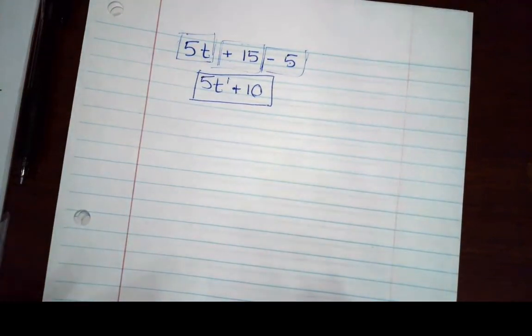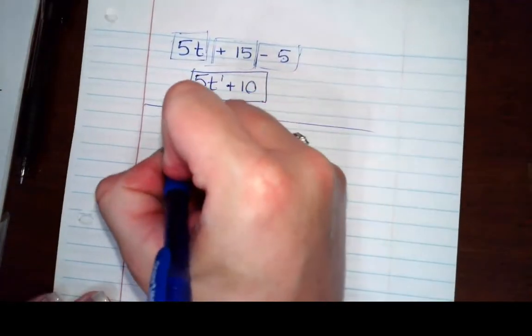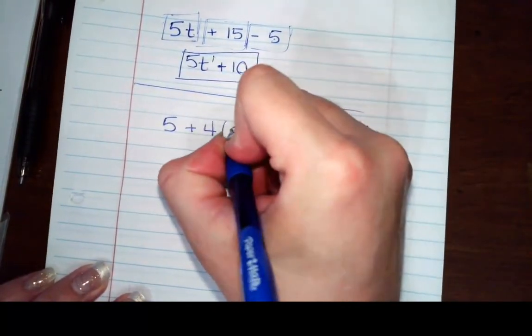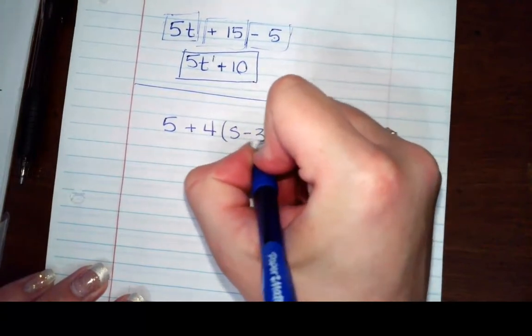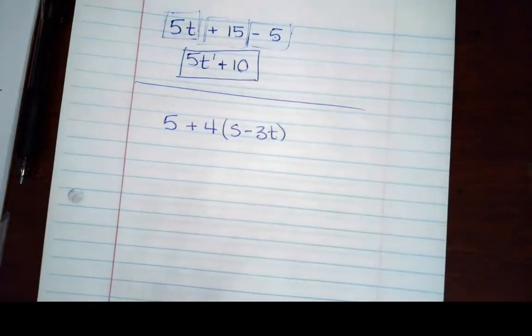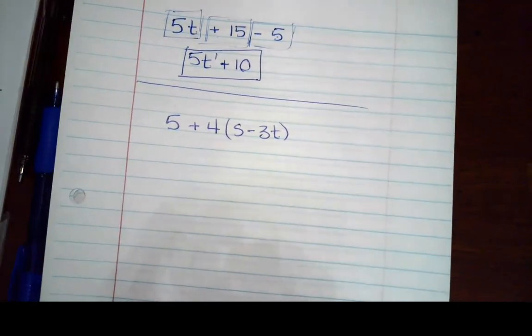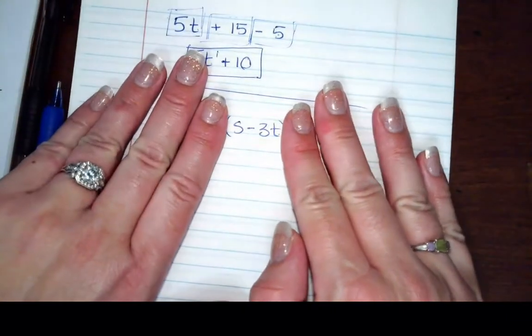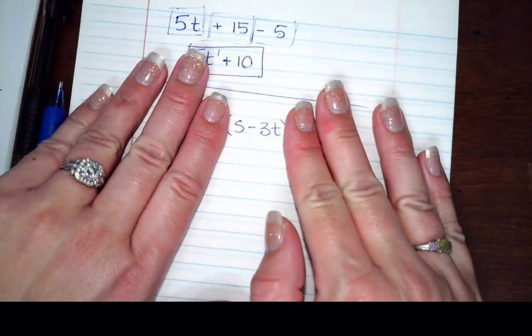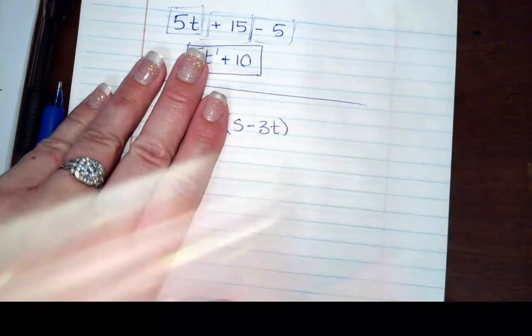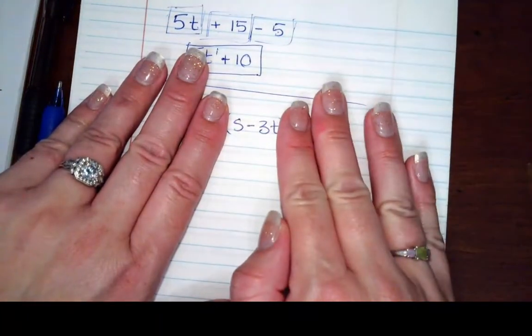Okay, so let's try another one. I've got a 5 plus 4 times s minus 3t. So the first thing I see is I've got some work to do. Those parentheses, as soon as I see parentheses, I've got something I got to do. Okay, I want to get rid of the parentheses. So can I do anything on the inside? I cannot. That says s minus 3t. They both don't have s's and they both don't have t's, so I cannot put those together. So that's as far as I can go.